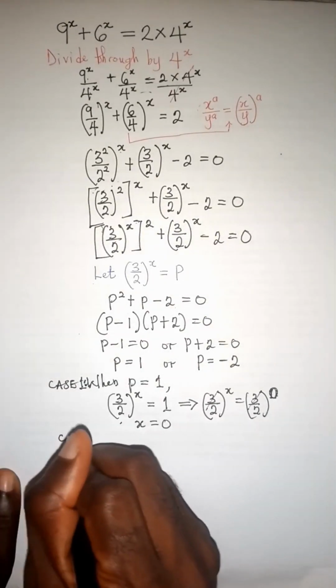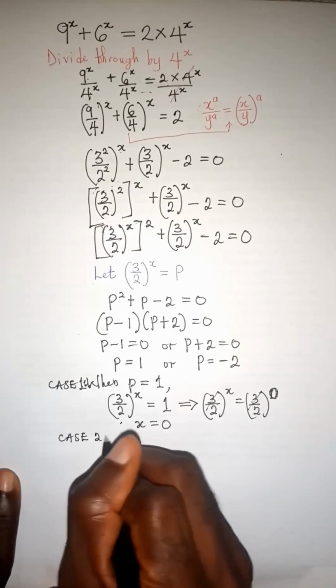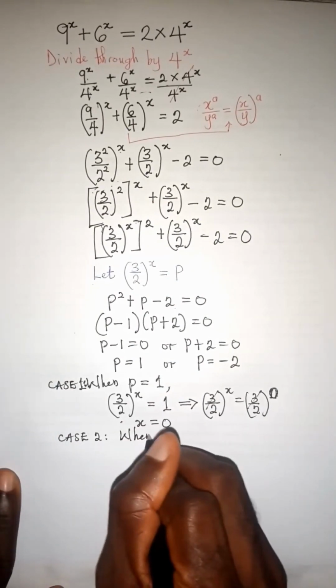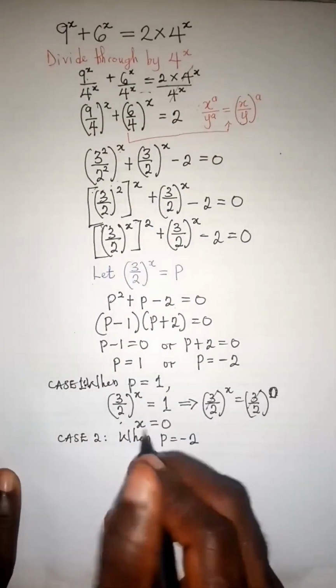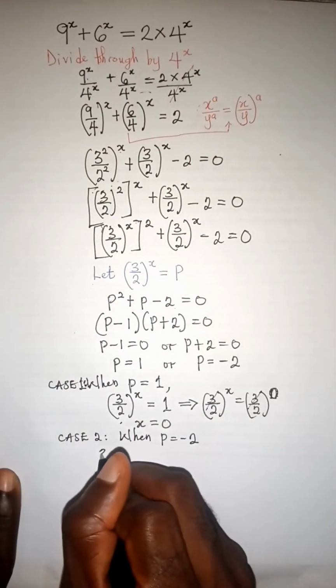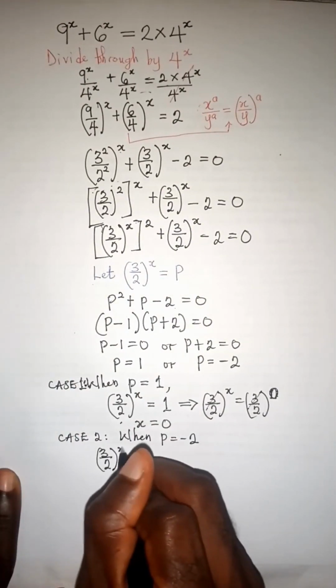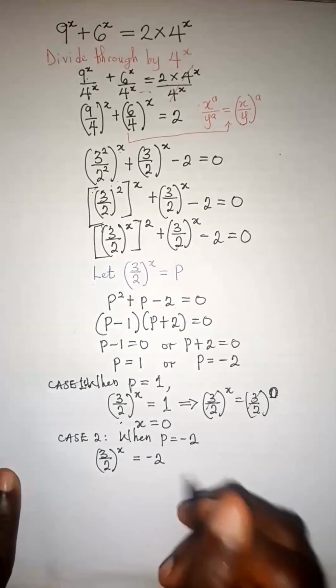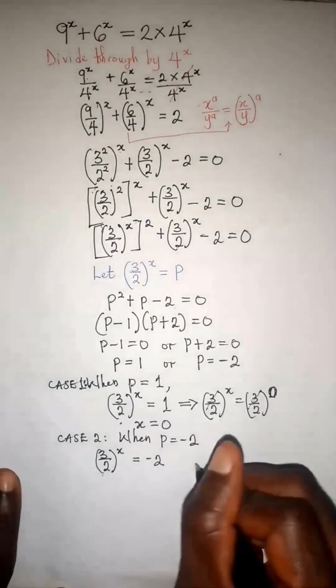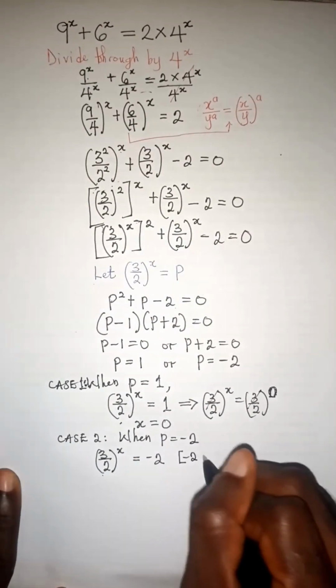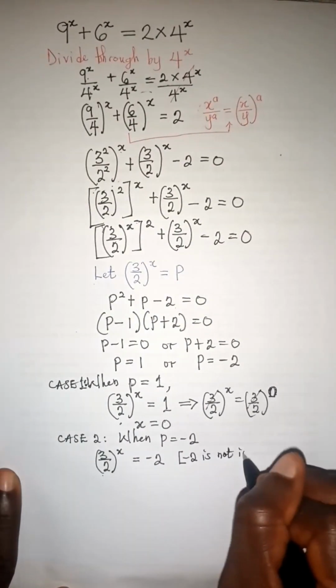Now, the second case is the other answer, and that is when p is negative 2. So when p is negative 2, if we put it in a transformation which we made earlier on, 3 over 2 to the power of x will be equal to negative 2. Now, this solution is not valid. Even if we take the logarithm of both sides, negative 2 is not in the domain of logarithm.